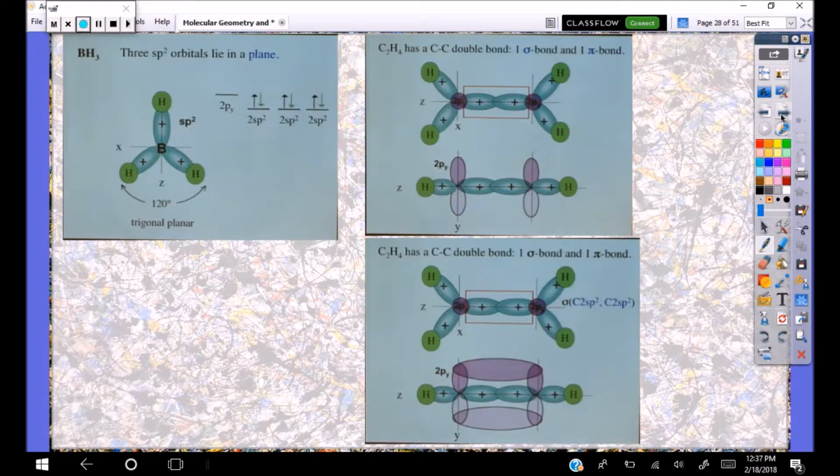So here are a couple of other examples. We have BH3. We know that boron only likes to have 6 valence electrons. So in order to form 3 bonds, it hybridizes to have sp2 orbitals. This is the same picture of ethene as we saw before, and it really shows nicely the step-by-step. First we have the sigma bond overlap, and then we get the pi orbital overlap. Okay.